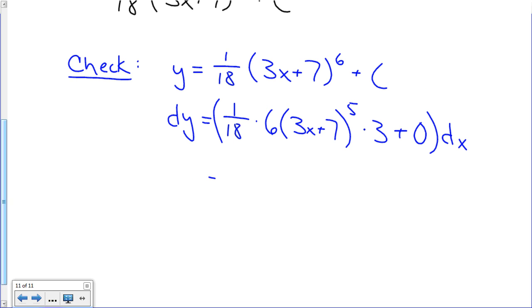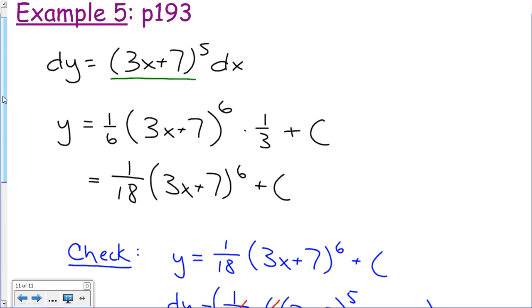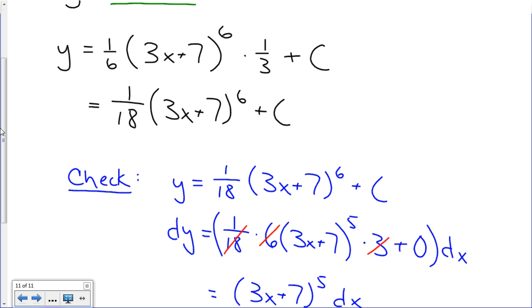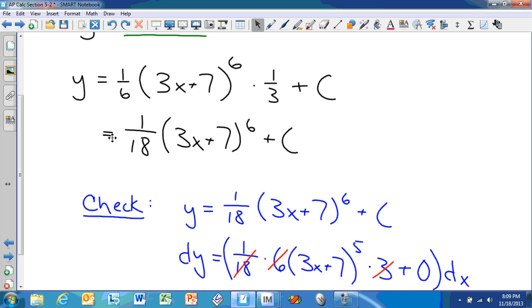To simplify this just a little bit, you've got 1/18 times the 6 times the 3, so those all cancel each other out, and you're left with just 3x plus 7 to the 5th times dx. So we find out that dy would have to have been equal to 3x plus 7 to the 5th dx. And if you go back, that's what we started with. So in fact, our antiderivative checks out. All right, and that's the end of this section for us.